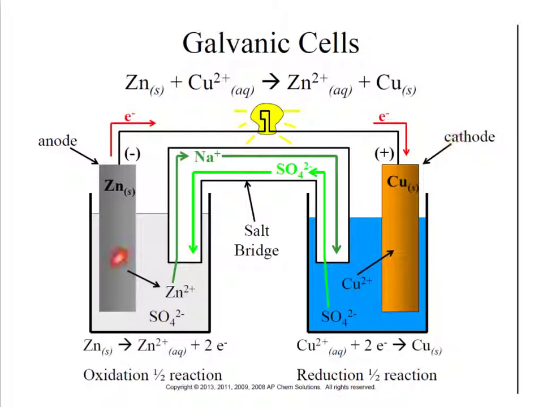We have 2 metals, our anode and our cathode, and they're both placed in solutions of their ions. So zinc solid and zinc 2 plus, copper solid and copper 2 plus. We have our salt bridge right here, which is an inert ionic solid to where it can flow over to either side. And that'll keep the charges balanced. And then in between we have some kind of object that's going to be drawing the current.